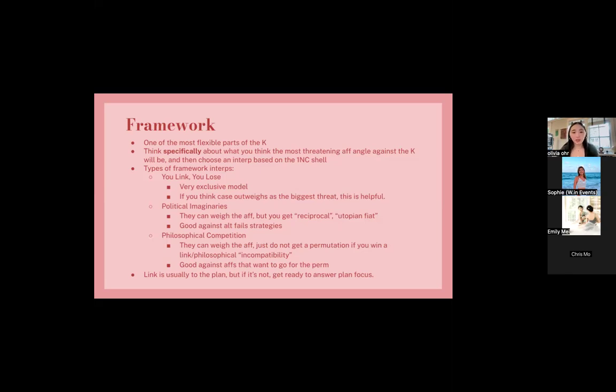The next middle ground interpretation is philosophical competition. This is just an argument that they should get to weigh the AF and the consequence of the AF, so they can weigh the plan, but they just don't get a permutation if you win a link or philosophical incompatibility. So this is good for AFs that want to go for the permutation, especially relevant in the living wage topic where the permutation is pretty threatening and most AFs want to go for perm do both instead of cap good.